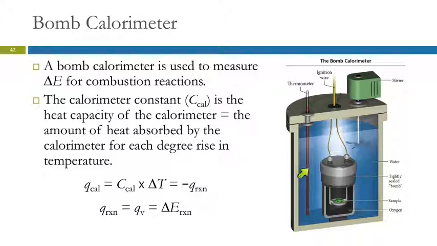So we measure the temperature change in the water, and we can calculate Q. So we've used Q equals mc delta T. Here we're going to use a calorimeter constant, which is really the heat capacity, not the specific heat capacity, but the heat capacity of the calorimeter. And that's measured separately. So we've got this constant times the change in temperature. That gives us the heat gained or lost by the calorimeter. And all of that heat came from the reaction. So that Q reaction is our Q volume, which is the change in internal energy of the chemical reaction.